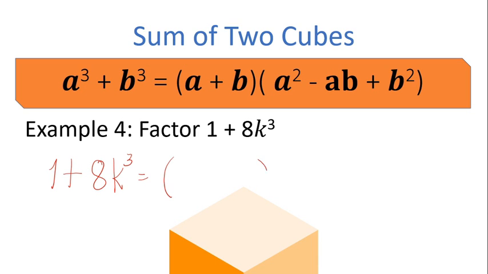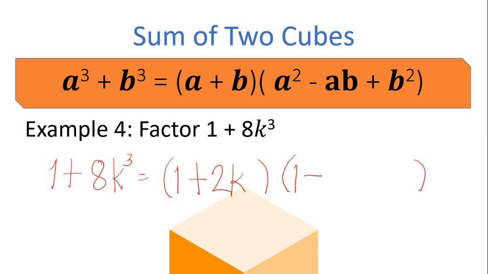Make two parentheses, one small and one big. Get the cube root of 1 and 8k cubed. The cube root of 1 is 1, plus, the cube root of 8 is 2, and 3 divided by 3 is 1, so we're now going to write only 2k. Then get the trinomial factor. Square the first term of the binomial factor, 1. 1 squared is 1. The opposite of plus is minus.